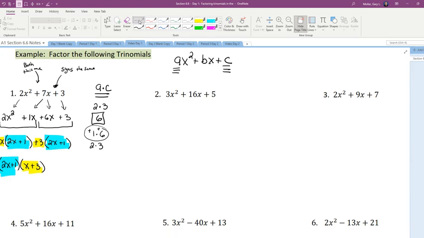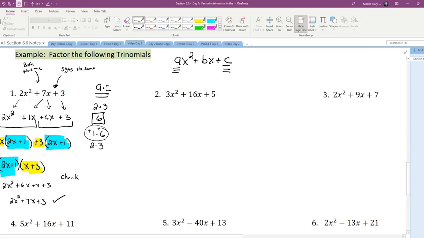If we check it, we just FOIL it out. 2x times x is 2x squared. 2x times 3 is plus 6x. 1 times x is plus x. 1 times 3 is 3. 2x squared plus 7x plus 3.